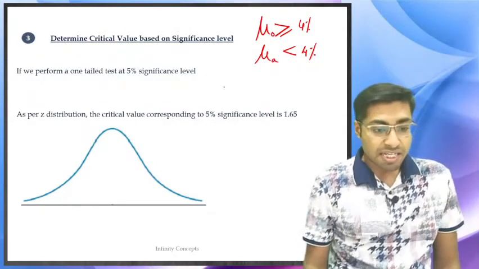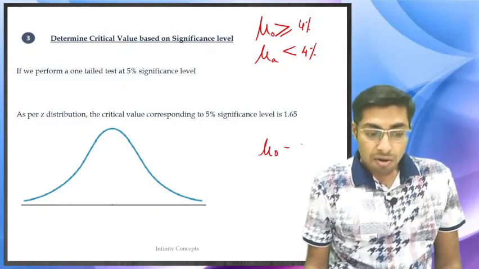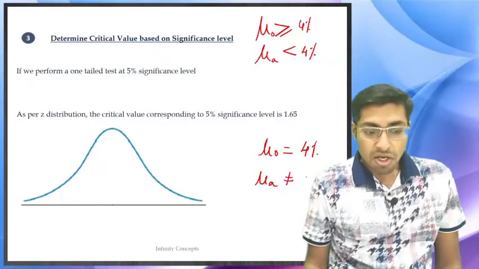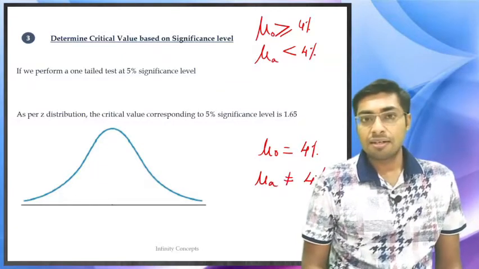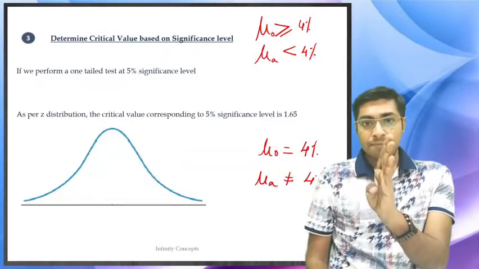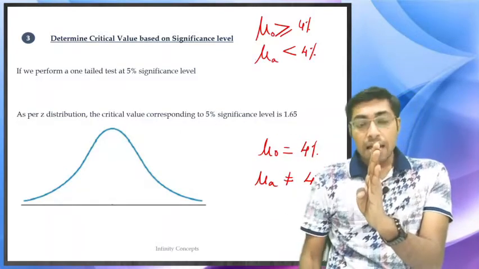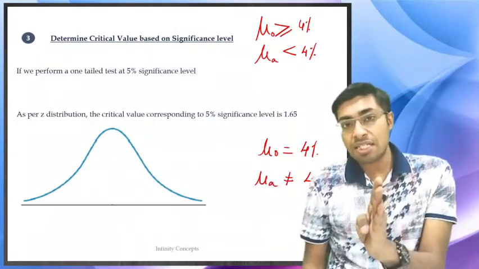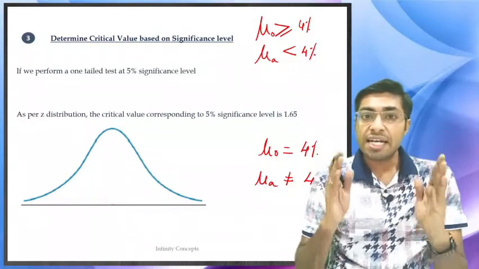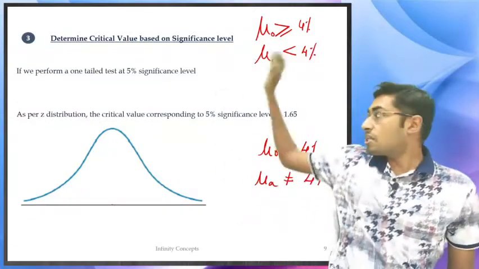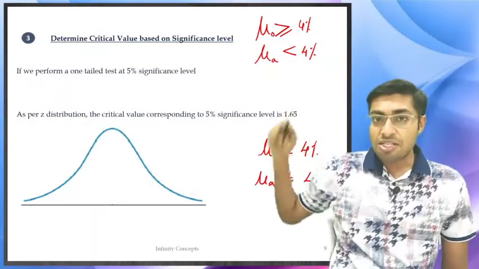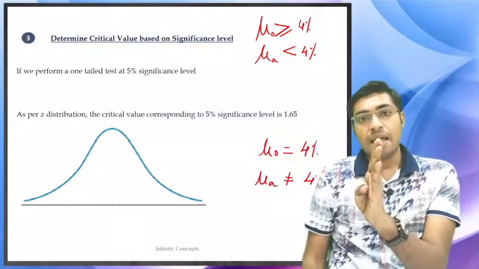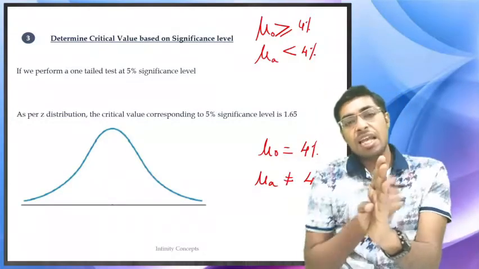Say for example, we were saying that your null is 4% and your alternative is not equal to 4%, which means your null is 4%, and something more than 4% and something less than 4%, both of which are your alternative hypothesis. Then this is a two-tailed test. What is there in the first one? In the first one, you are saying that your null hypothesis is something which is more than 4%, and the alternative hypothesis is something which is less than 4%.